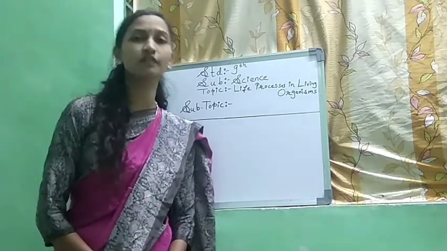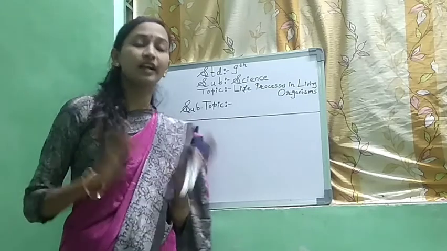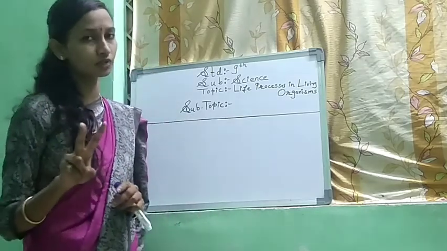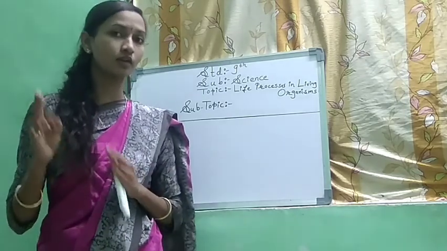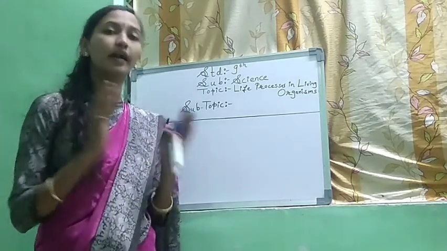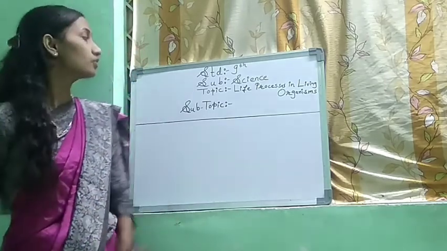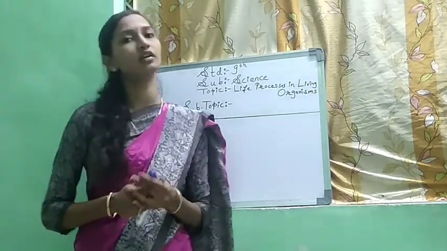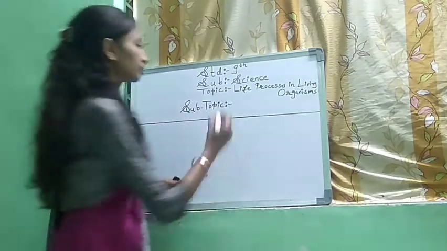In the last lecture, we have seen transportation in plants. In that, we have seen two conducting tissues, xylem and phloem. Xylem was for conduction of water and phloem was for conduction of food material. So today we will learn about transportation of water in plants.